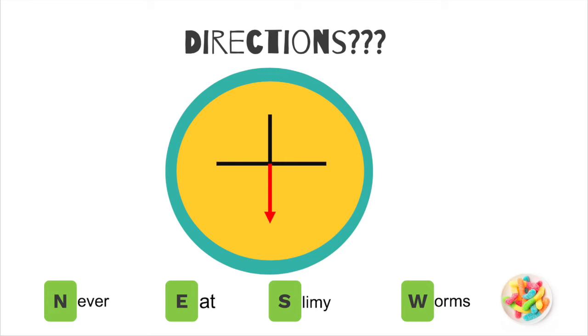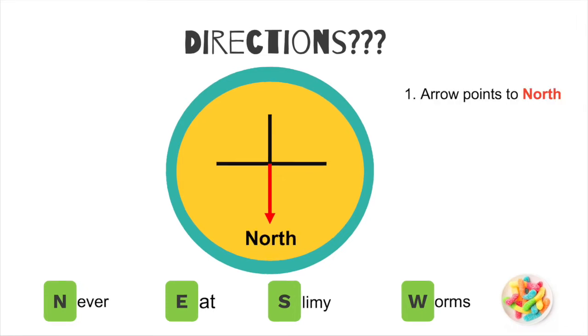Oh no, the directions have changed. Could you help me to find them out? Where are the four directions? Let me see if there are any hints. Oh yes, never eat slimy worms. So the first position starts with N, it is north. The first direction is easy to find because the arrow always points to the north. Okay, never eat, E. So the next direction starts with E.